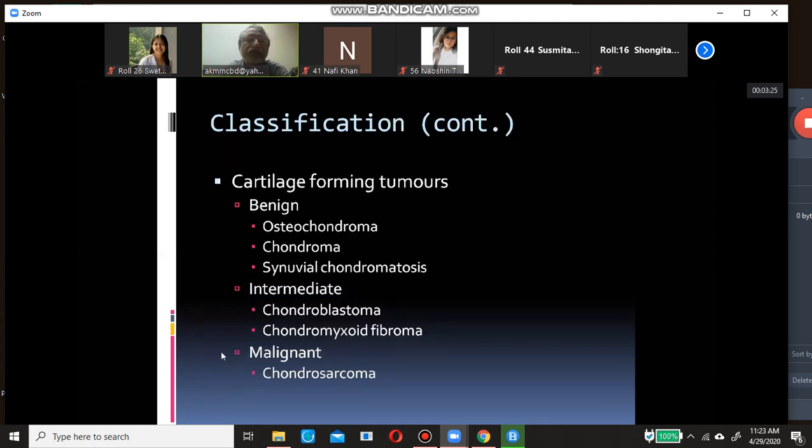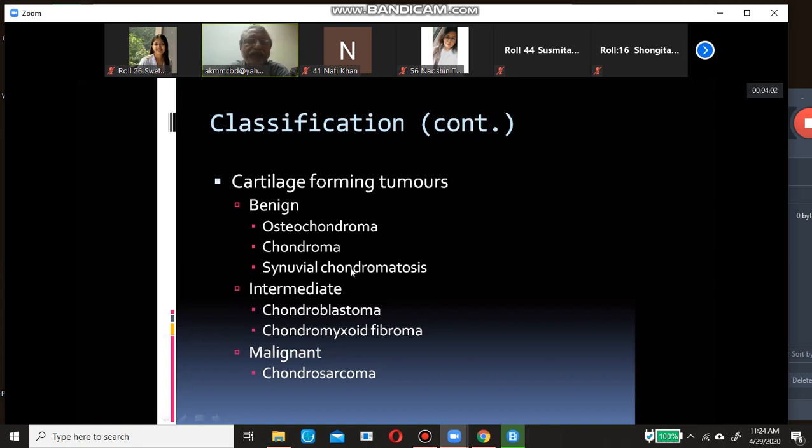About the cartilage-forming tumors: osteochondroma, that is in fact a hamartoma, as I discussed, and chondroma. It can be within the bone, usually in the small bones, phalanges, and then we call them enchondroma. Sometimes they are on the peripheral part of the bone, and the bone is swelling from the peripheral part. So there are several types of chondroma.